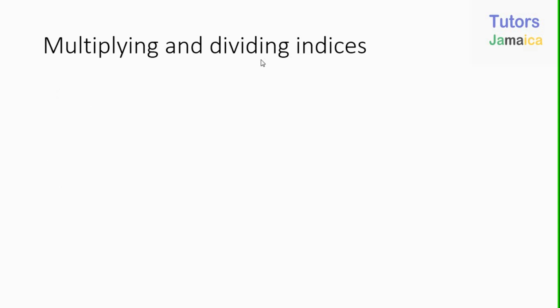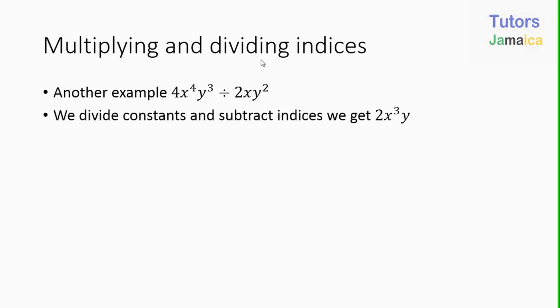So another example in dividing: 4x to the 4th y cubed divided by 2xy squared. Okay, so as you can see in the example, we divide the constants and subtract the indices, and we get 2x cubed y.